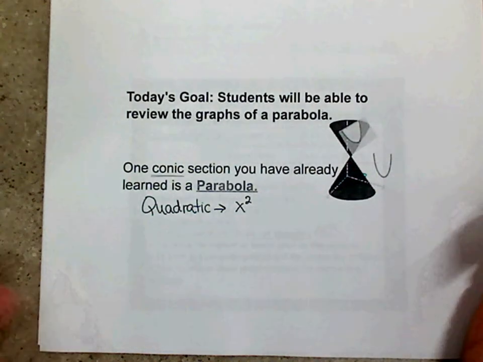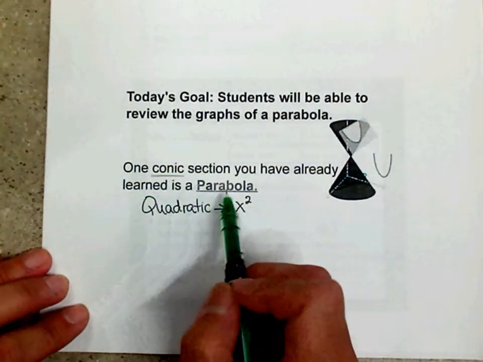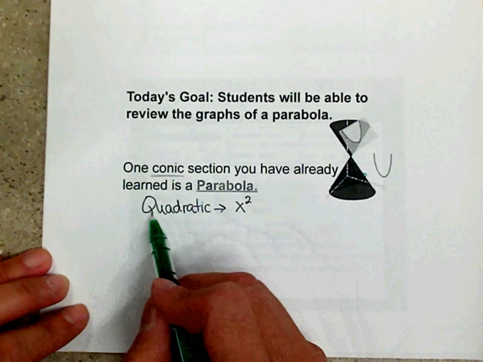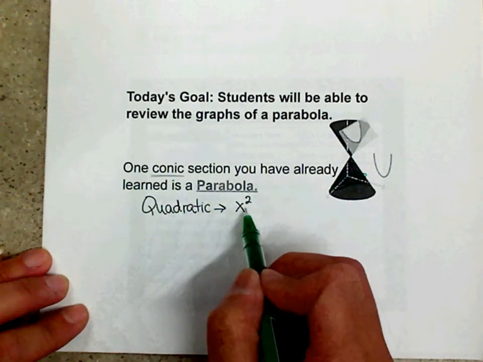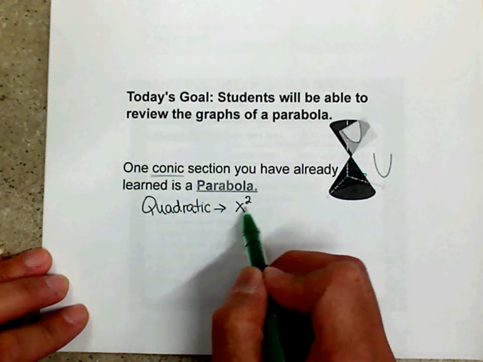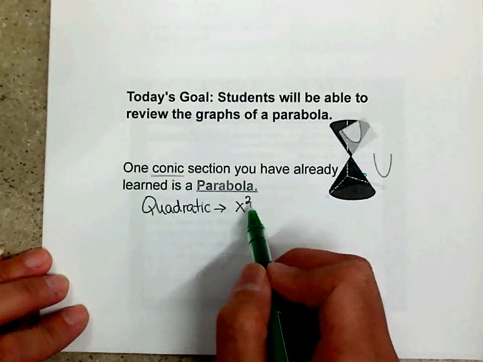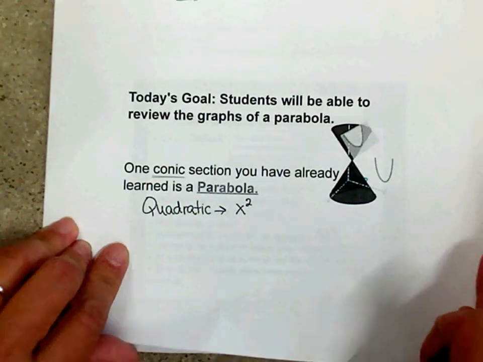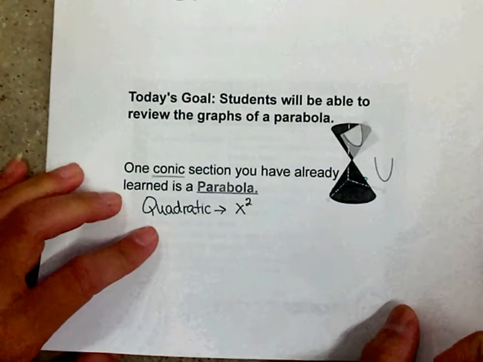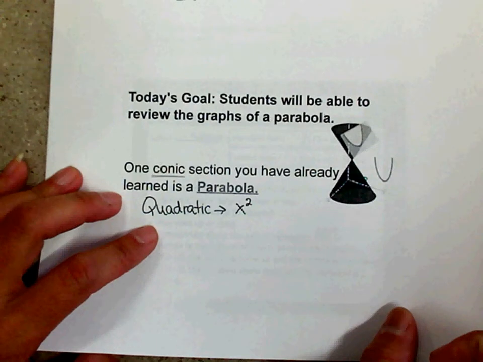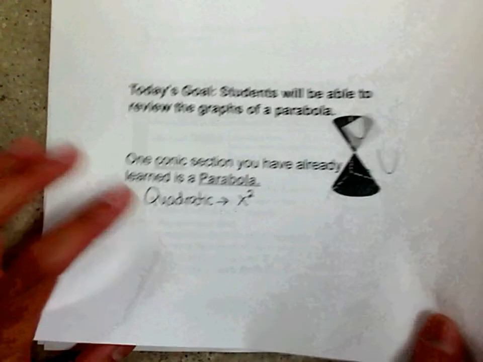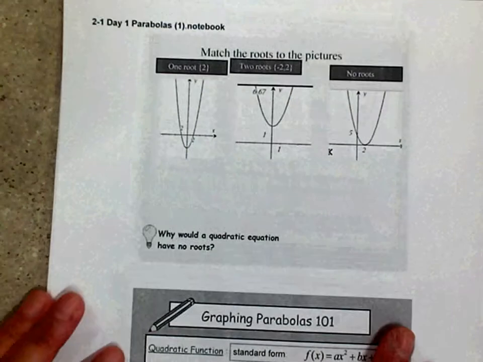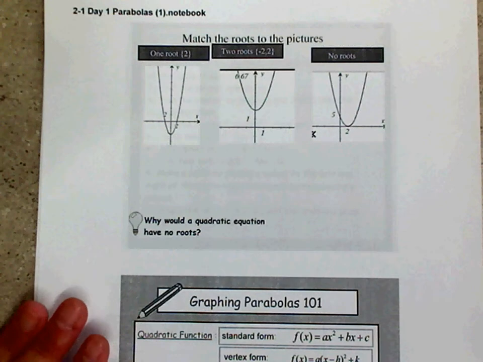So as you can see, the shapes. Today we're going to stick with parabolas. This is a quadratic. The highest power is a 2. It's always x squared. If it's x to the third, it's not quadratic. It's always x squared. Okay. All right. I apologize, but there's a lot of writing today. Okay? All right. It says match the roots to the picture.